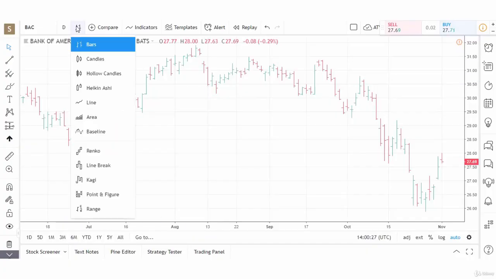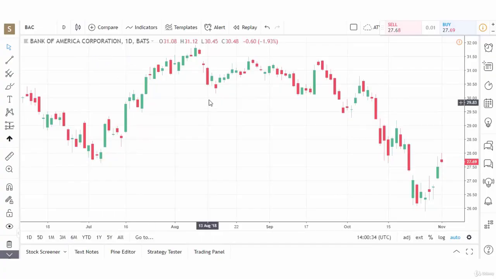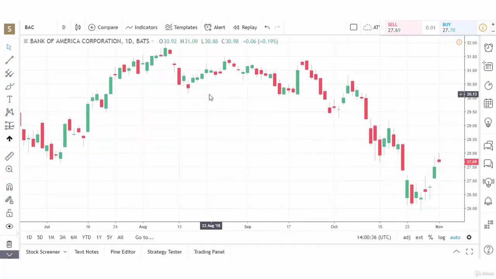Now let's take a look at candlestick charts. And let's look at that same day on the candlestick chart. Here on August 13th, everything is the same, the open, high, low, and close. You can see there's a very small wick at the top, which represents where the high of the day was. A very small wick on the bottom. The stock opened at 31.08, as we said, and that's the top of the red body. And it closed at 30.48, which is the bottom of the red body.